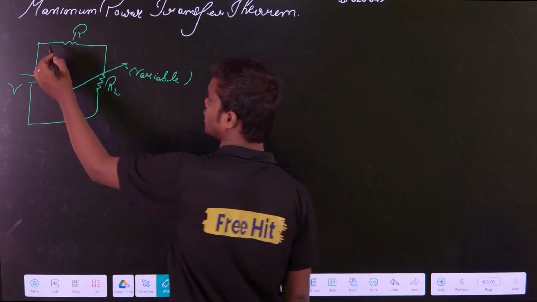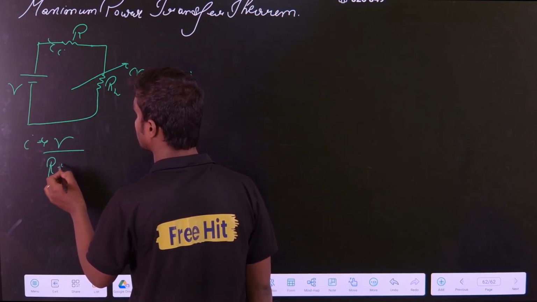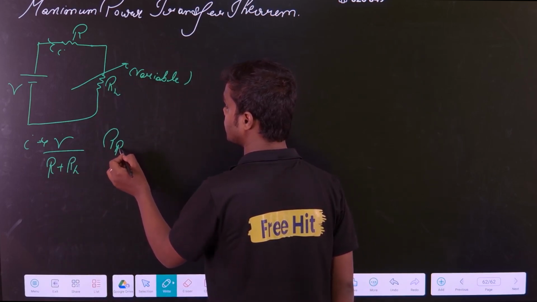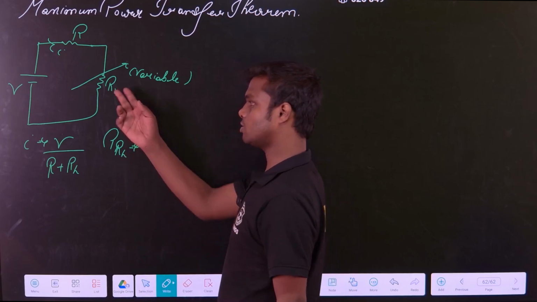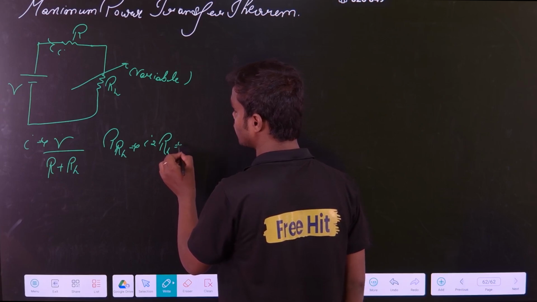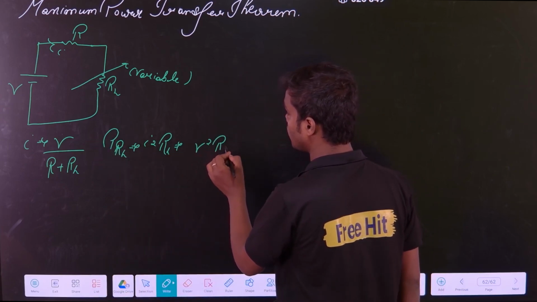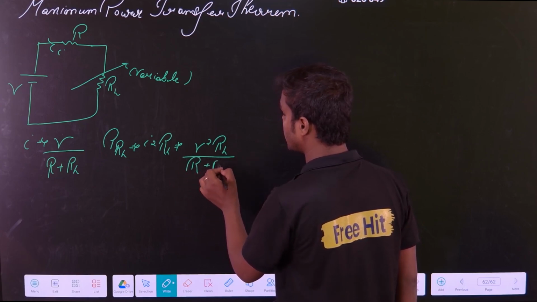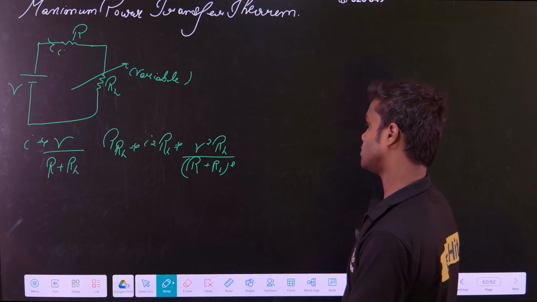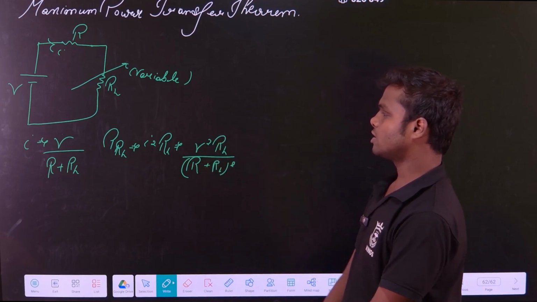If this is the case, can you tell me what is the current in this branch? Yes, sir. The current is very simple: V upon R plus RL. Correct. So if I ask you what is the power consumed in RL, the power absorbed in RL, because it will absorb the power obviously, that is I square into RL. If you put this value, you will get V square into RL divided by R plus RL whole square. Any doubt here? So this is the power consumed in this load resistance.